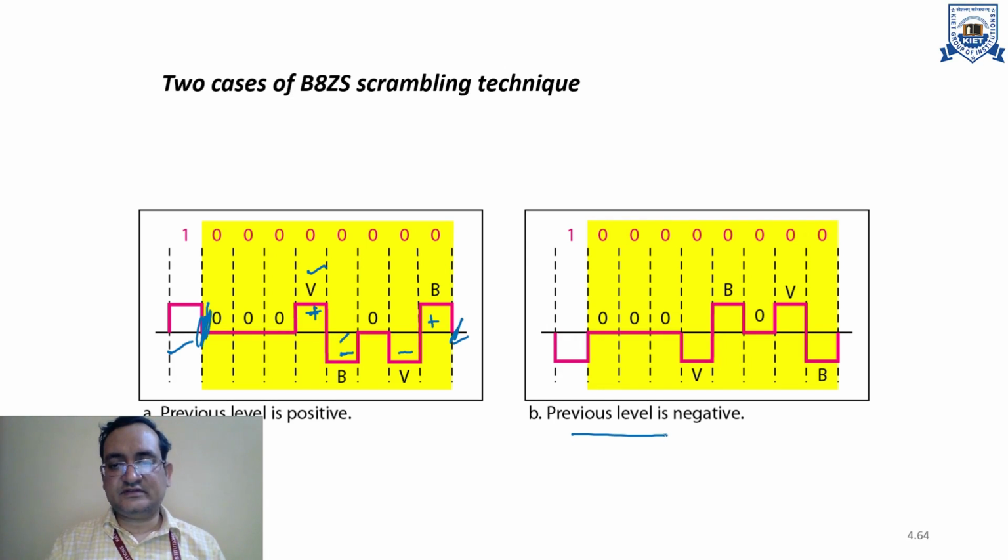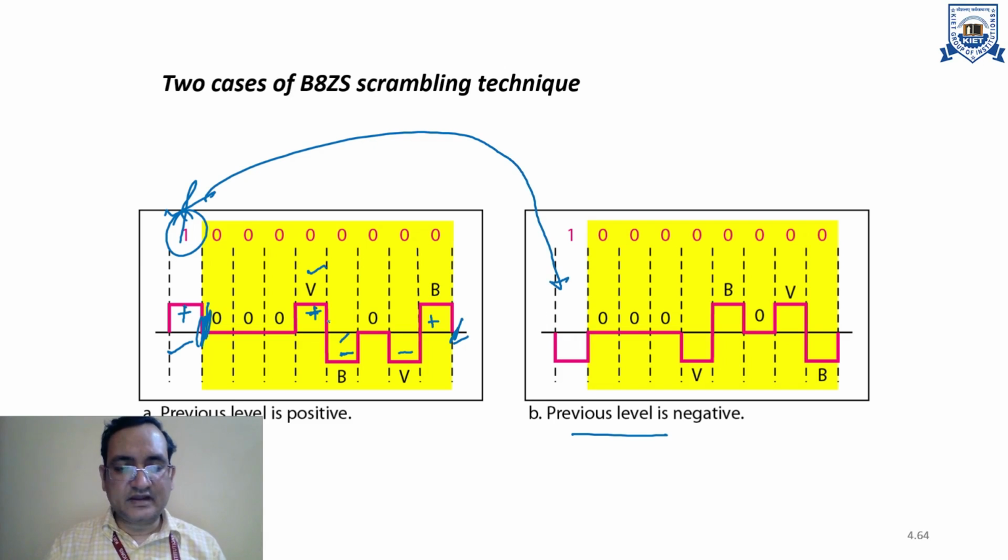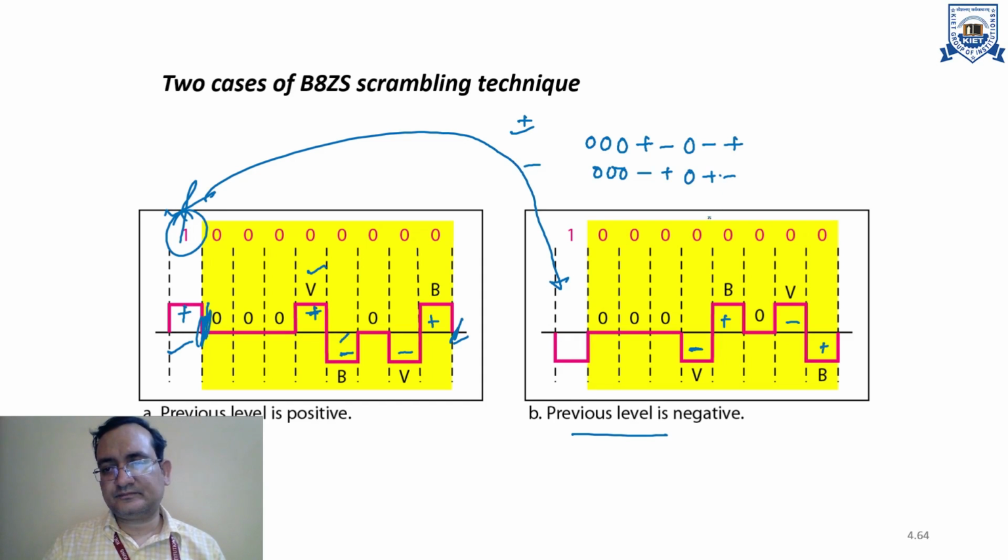If the previous level is negative, for example, this one is represented by +V, then if it is represented by negative V, it will be the reverse. V will be replaced by minus voltage, and then plus, then minus, and then plus. You can clearly see that if a positive pulse appears, then 0 will be transmitted as 0 0 0, then plus minus, right? Then 0 minus plus. Other than this, if minus is received, then 0 0 0 minus plus 0 minus 0 plus minus.